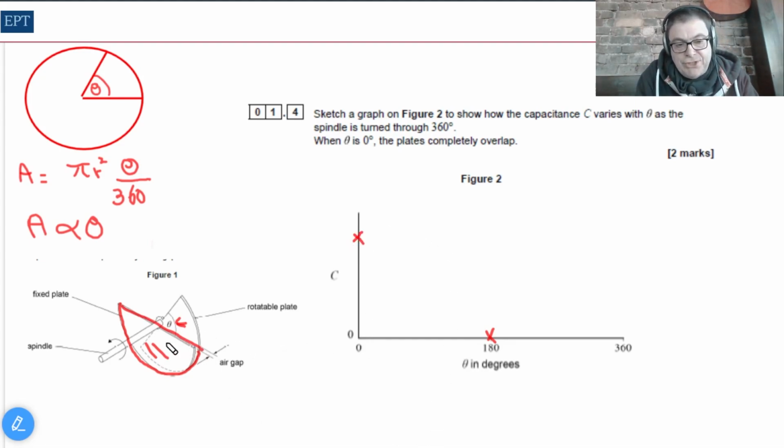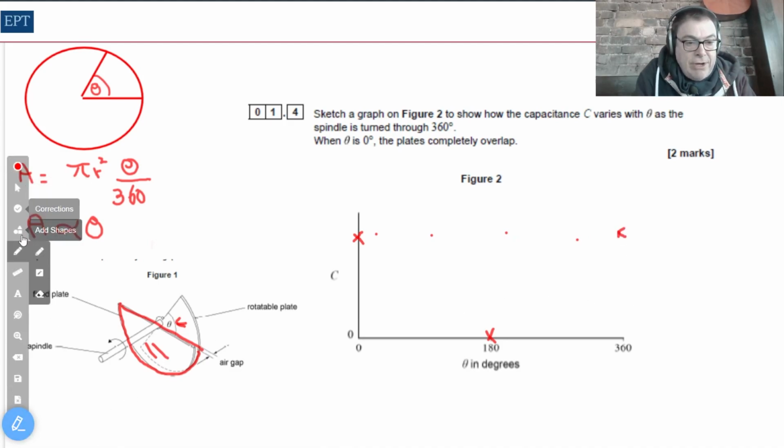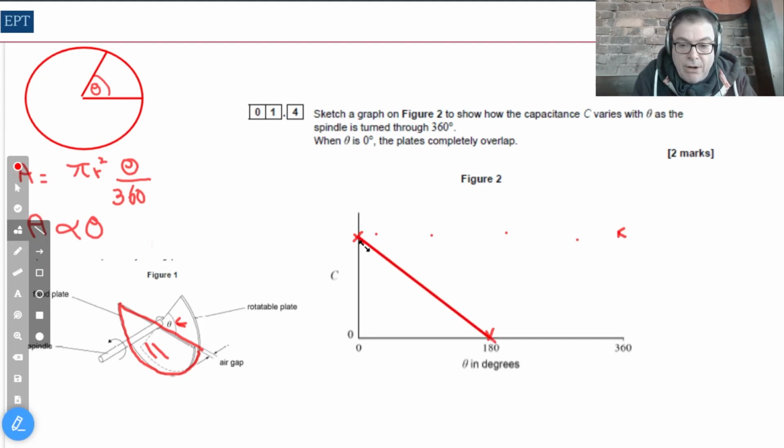And so we're at a maximum capacitance. Now 360 degrees will be equivalent to a complete turn. So again, we're going to be at the maximum. And as we said, there's a linear relationship between theta and A. In other words, we will get a graph that goes like that: 0 at 180 and straight lines going up to maximums at 0 and 360 degrees.